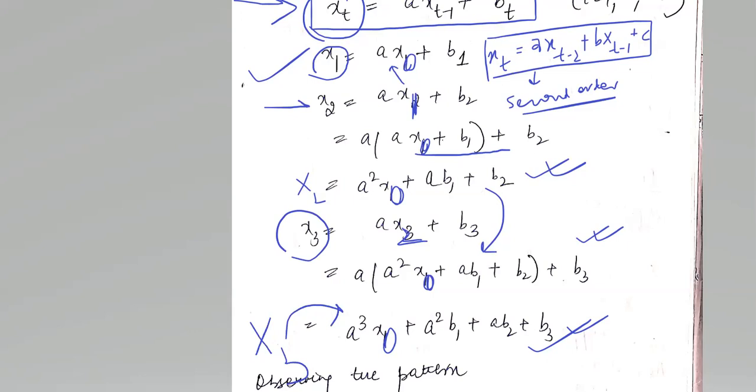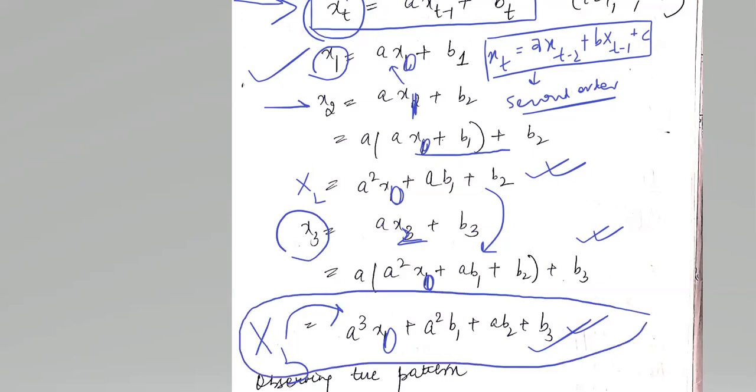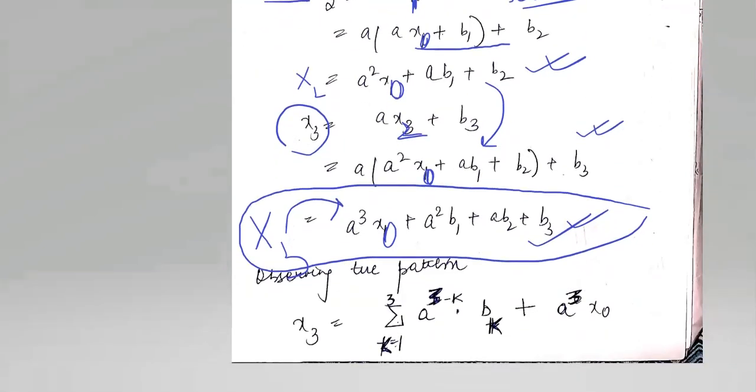So if I now ask you to generalize this and write it for me, then you will say that once you observe the pattern, x3 is nothing but a summation of a. The maximum power is 3, and the power keeps decreasing. But as the power decreases, the subscript of b is increasing, right? So a3 is multiplied actually by b to the power 0. In a way, there is no b.